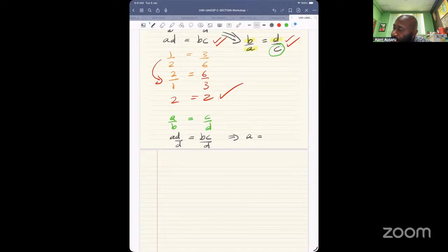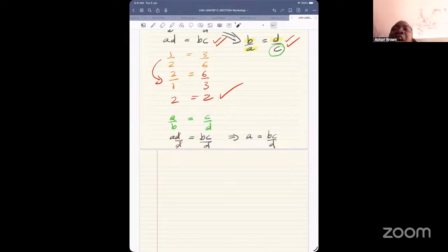You understand that these would cancel because D divided by D is 1. So we have A times 1 on the left-hand side, which is just A. And on the right-hand side, we have B times C over D. So A is equal to B times C over D. Now, if you notice, we can find A if we know B, C, and D, correct?